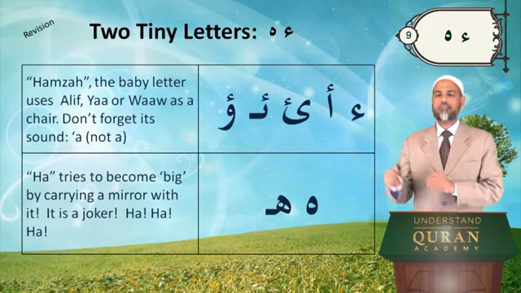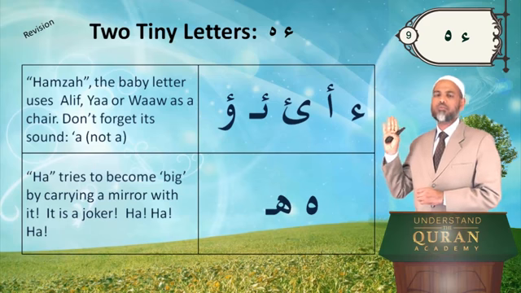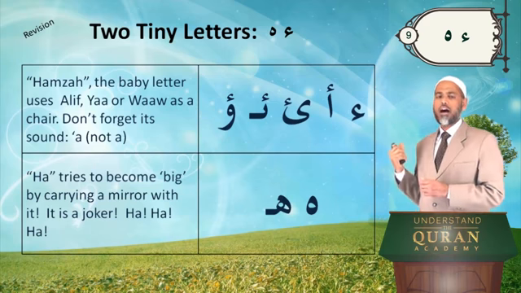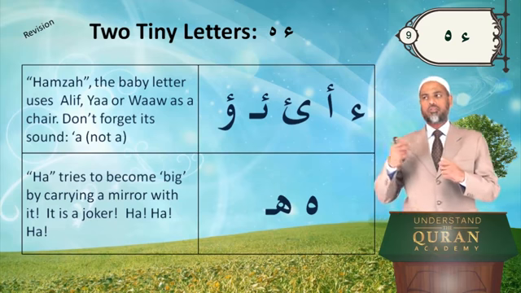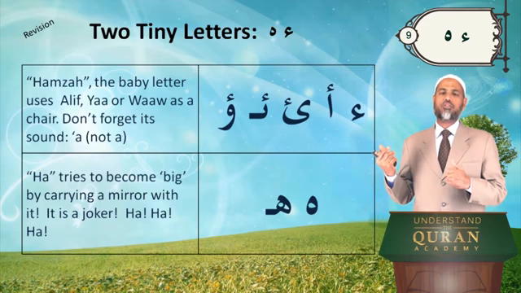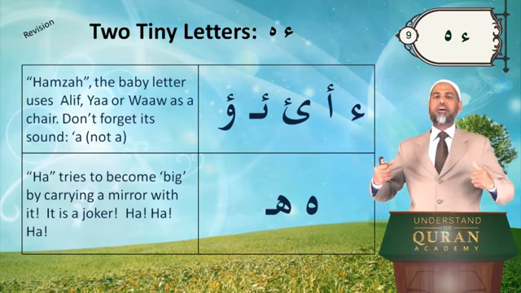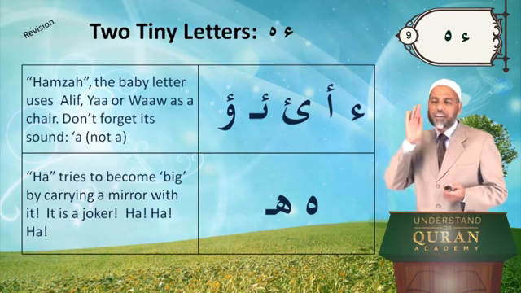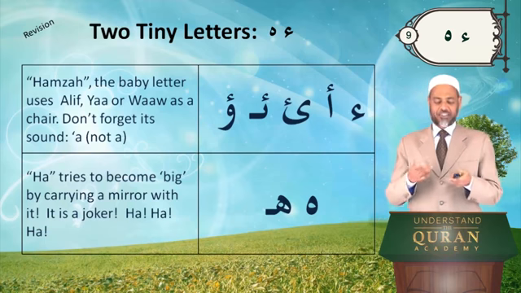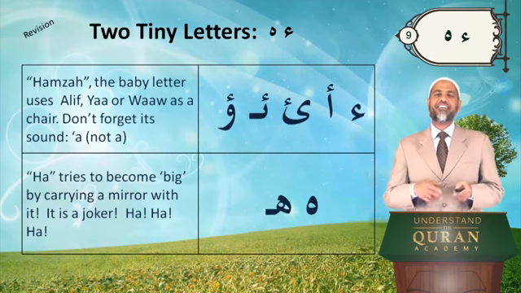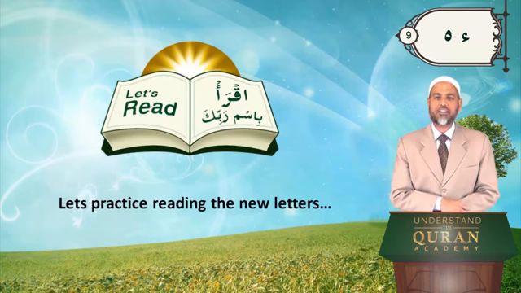To summarize, Hamza can be carried by Alif or Ya or Waw, in its full form or short form, and Ha tries to become big in its short form, because the short form occurs in the middle or in the start, so it is leading. When it's leading others or in between others, it wants to show itself big by doubling itself, or I say by carrying a mirror so it shows itself as double. Okay, ha ha ha, it's a joker. Okay, it doubles itself.